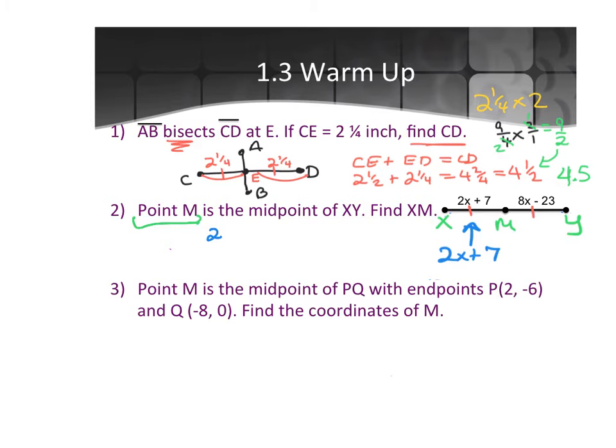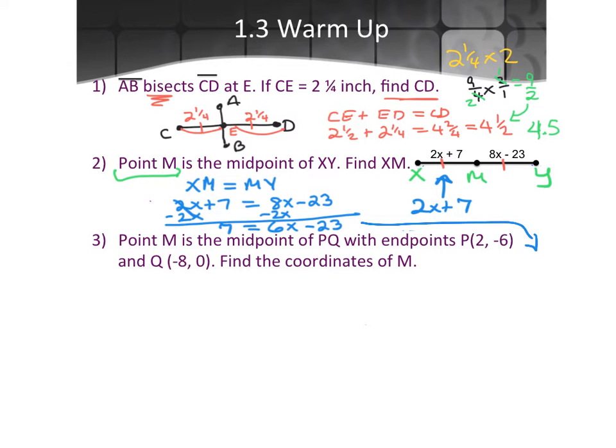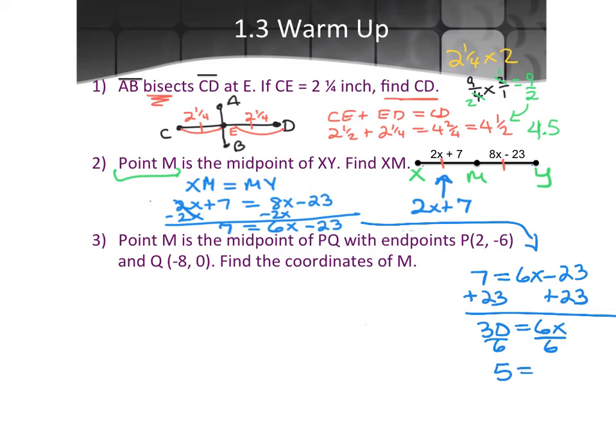So I know that because M is the midpoint, XM is congruent or equal to MY. XM is 2x plus 7, MY is 8x minus 23. I need to solve for x, so I'm going to group my variables. It cancels it from the left, and now I'm left with 7 equals 6x minus 23. Sort of running out of room here. I'm going to go ahead and rewrite it over here. 7 equals 6x minus 23. I will add 23 to both sides. I get 30 equals 6x, divide by 6, and x equals 5.